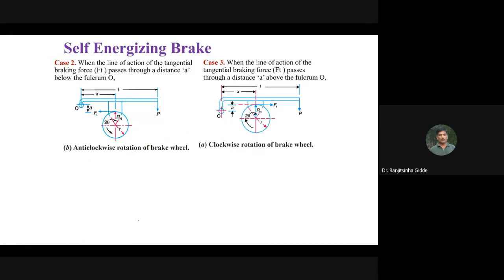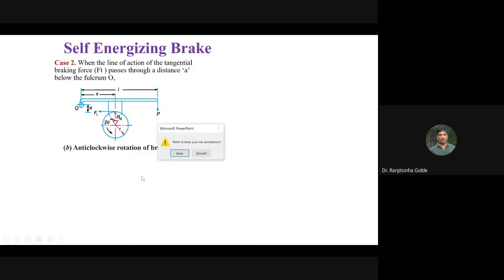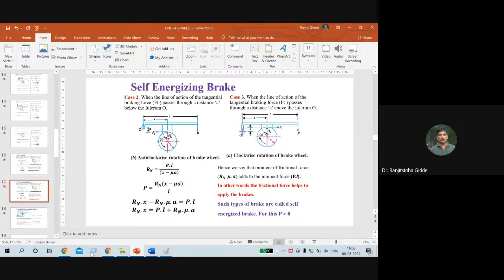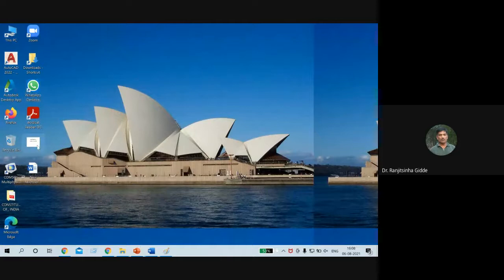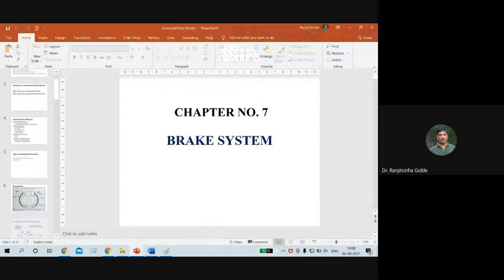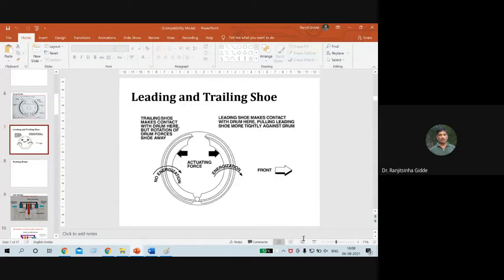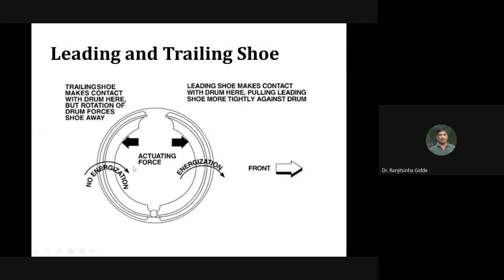Another slide related to this I want to show. Here, leading and trailing shoe. That is one of the concepts from the automobile, so intentionally I have shown it here. Now this is the drum.